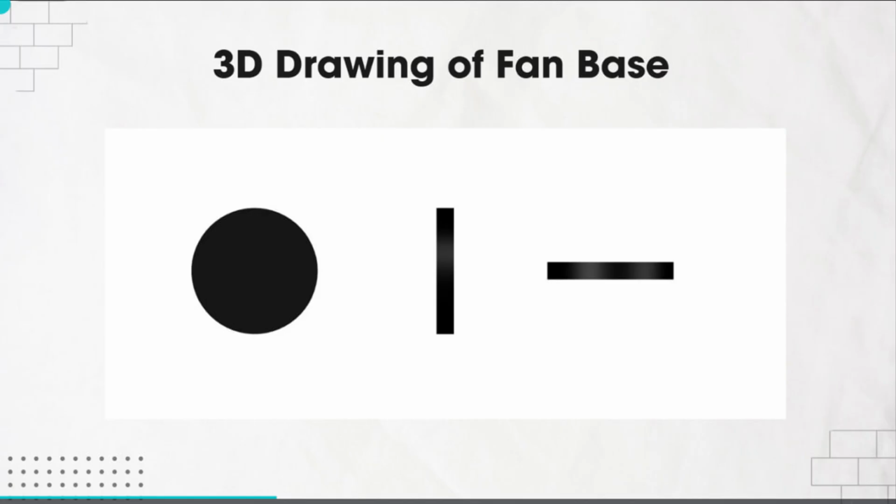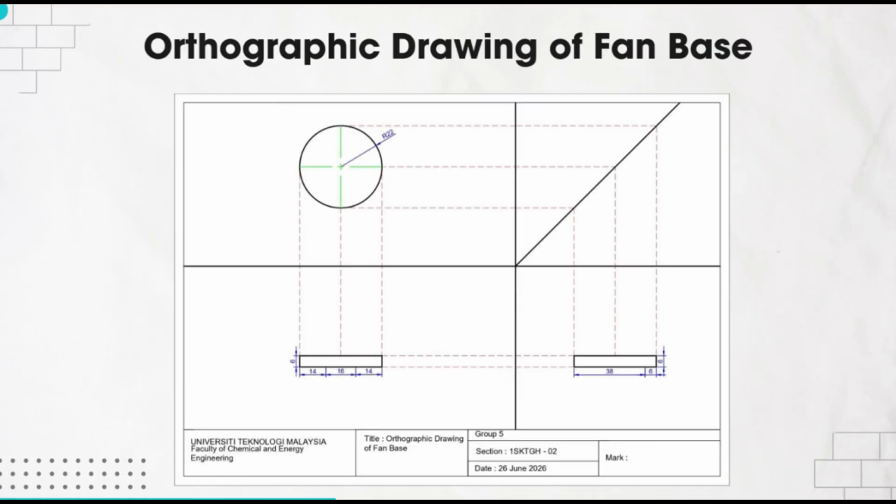Next, I'll be presenting the base part of our table fan design. For the 3D drawing, the base structure was created by using AutoCAD. The base functions as the support for the table fan and provides stability for the overall design. For the orthographic drawing, the base is represented in 3 different views, which are the front view, top view, and side view. These views show the exact shape and the dimensions of the base.